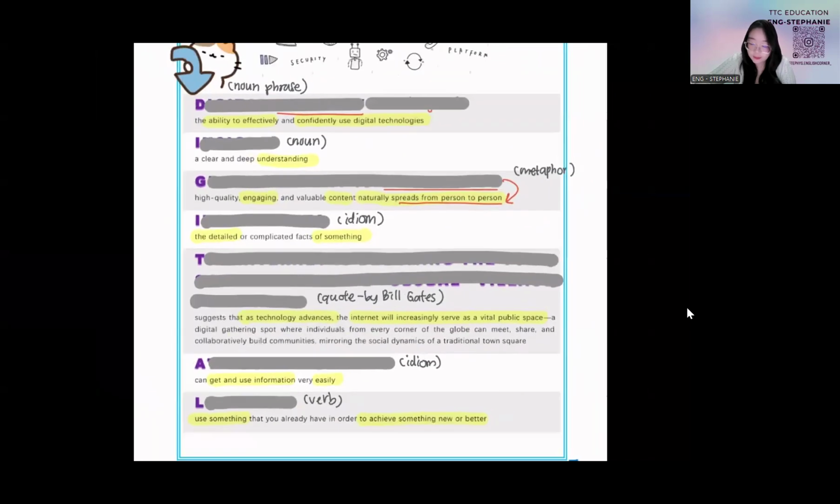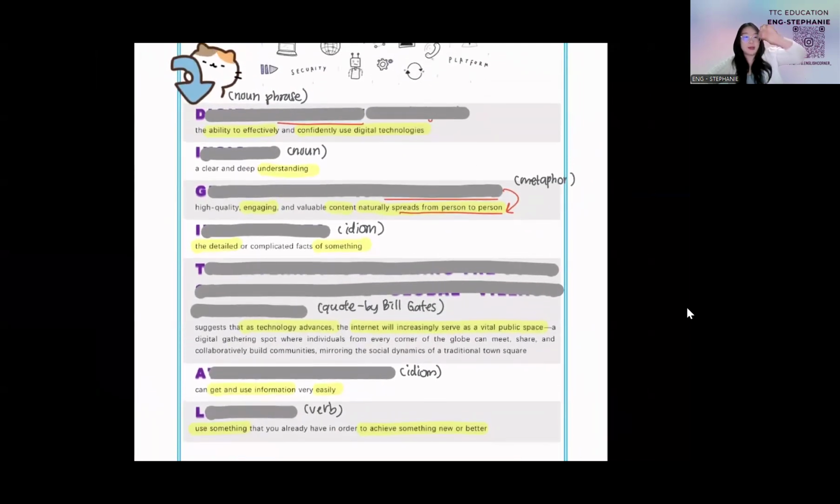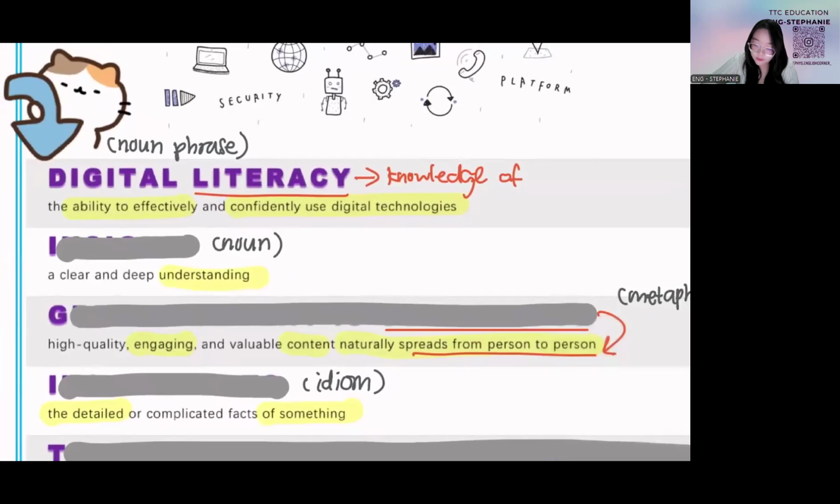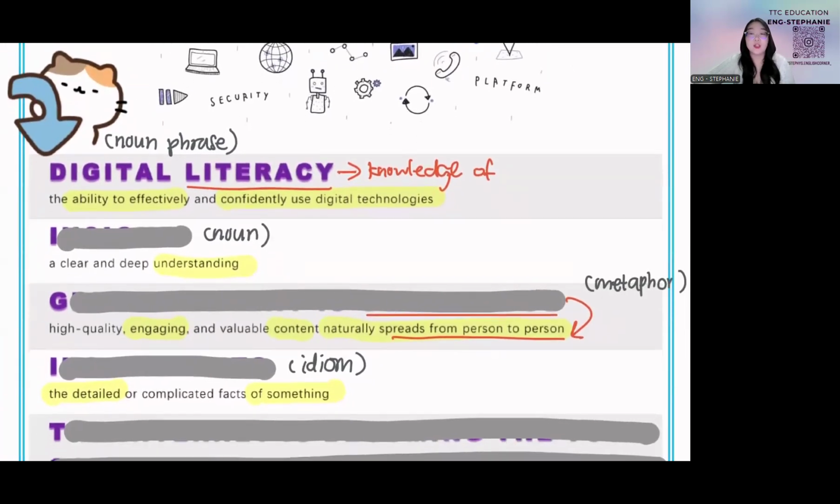So if you notice, I provided you a keyword, that the initial letter can actually help you to branch out to different idioms, noun phrase, quotes, stuff like that. And this keyword is digital. You just have to remember digital and then you utilize digital in technology related essay. The first one, digital literacy. Digital literacy means the knowledge of digital. The ability to effectively and confidently use digital technology. All right, moving on to the next one.